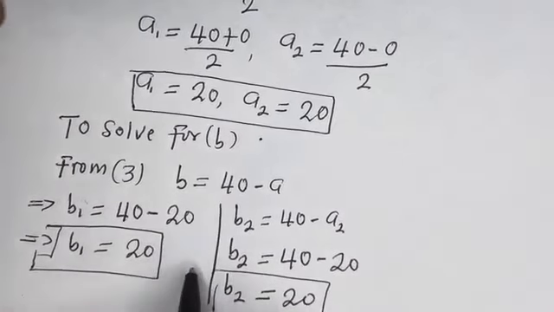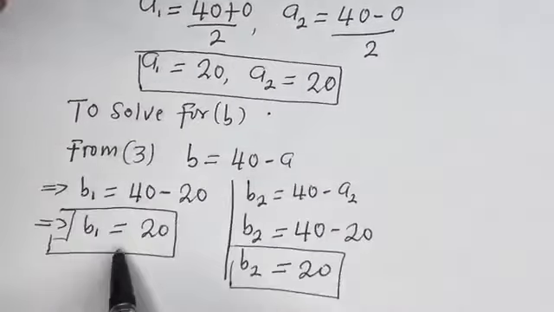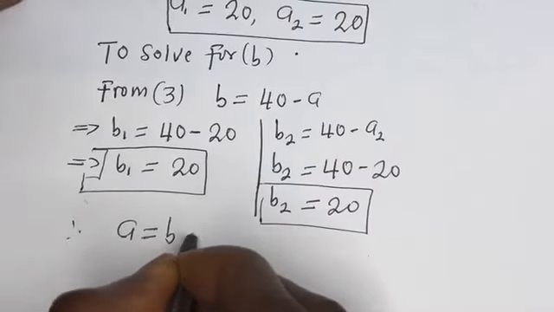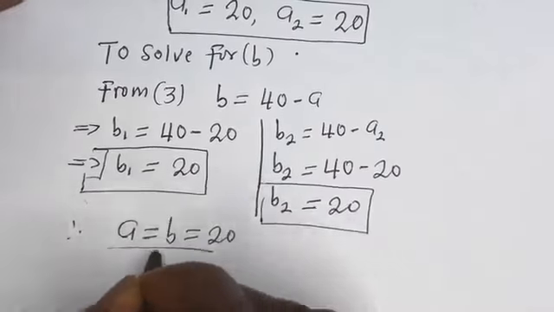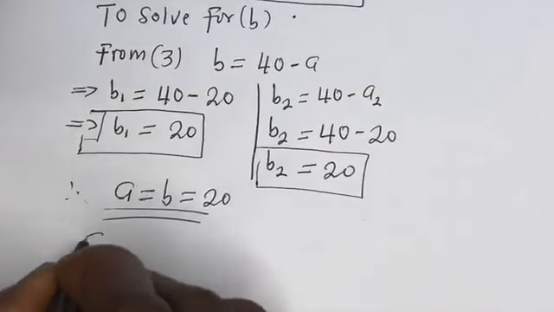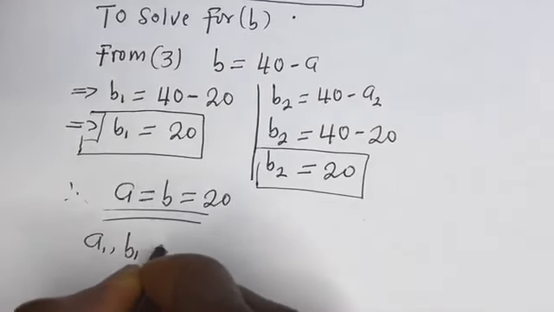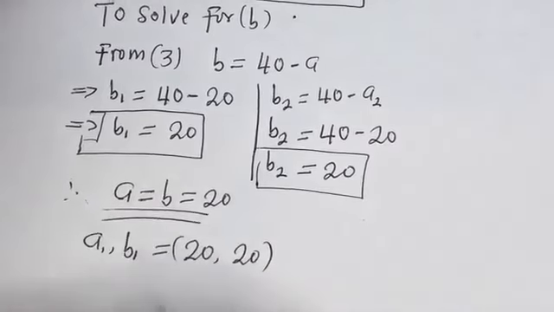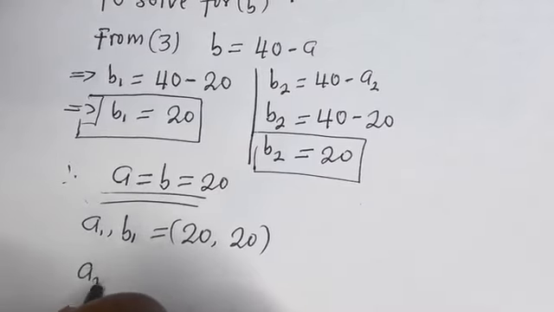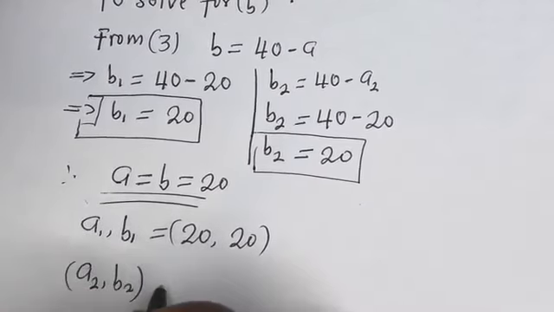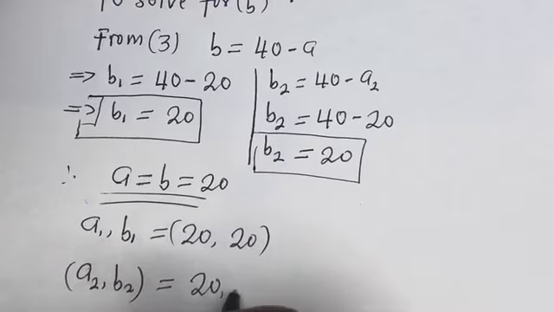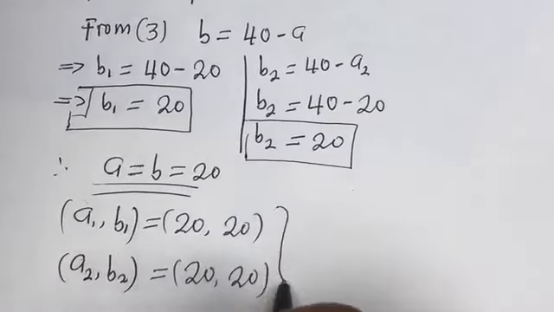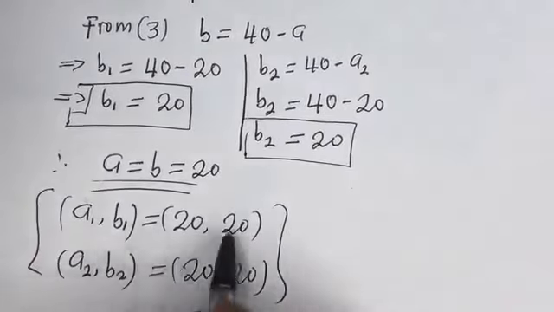You can see that from this equation, A is equal to B. Therefore, A is equal to B, which is equal to 20. Then our final answers are A1, B1 is equal to 20, 20, and A2, B2 is equal to 20, 20. These are the final answers. We may check to confirm if this answer is right or wrong.